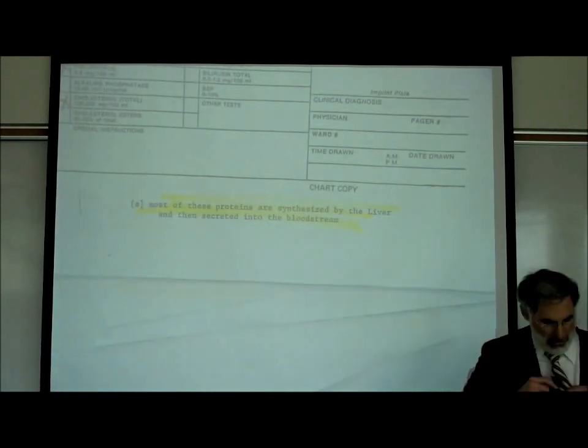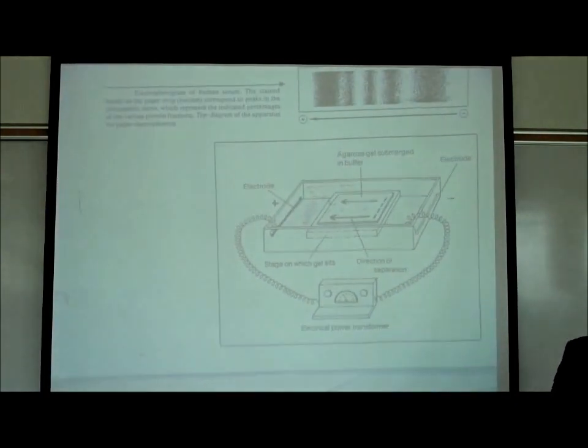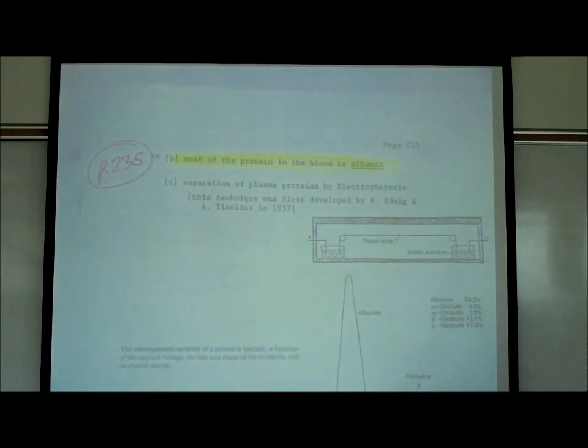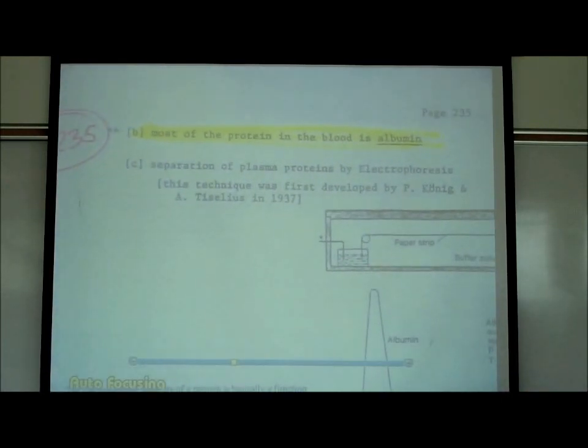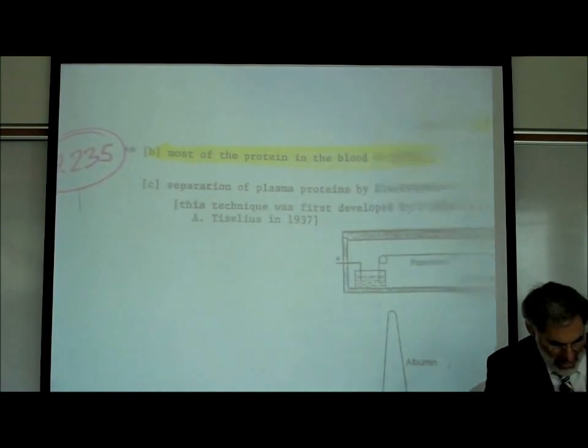We wrote at the bottom of the page, most of these proteins that are in our blood are synthesized by our liver and secreted into the bloodstream. Let's look on page 235. On 235, we wrote exactly what I just told you. Most of the protein in our blood is albumin. Now let's turn to page 237.